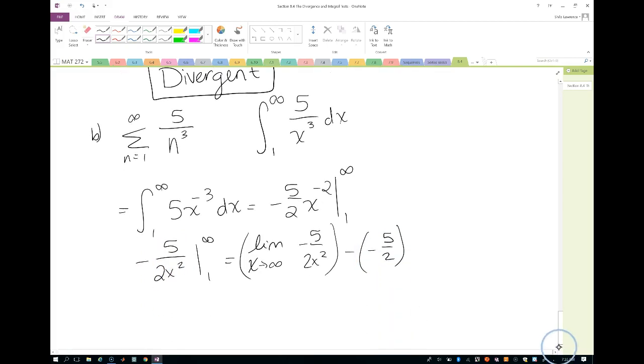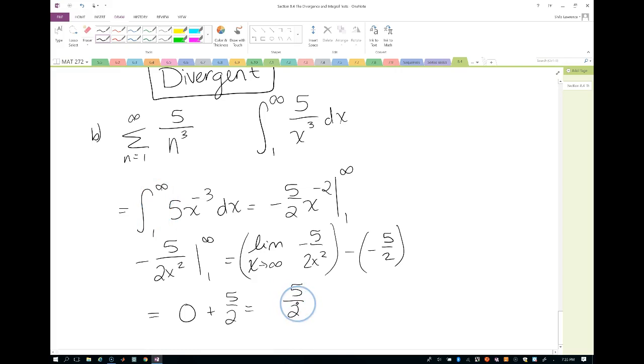Now, if you take a look at this limit, you can use the power rule we talked about. The degree in the numerator is 0. The degree in the denominator is 2. Since the degree in the denominator is larger, this limit is going to go to 0. So we've got 0 minus negative 5 halves, which is really positive 5 halves. So we're able to get a finite answer for this improper integral.